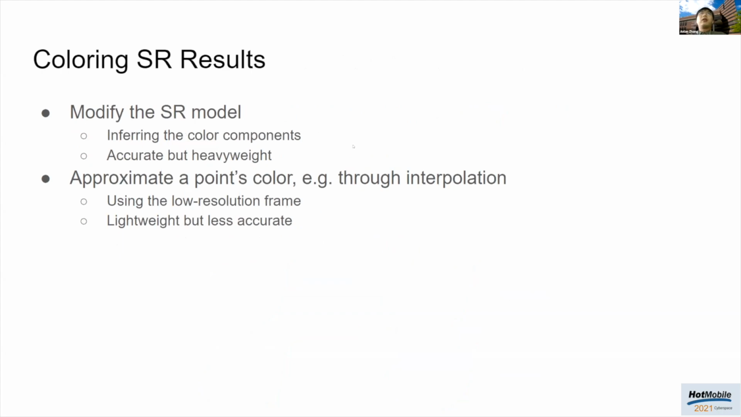The next aspect is coloring SR results in our system. We explore 2 approaches. The first one is modifying the SR model and letting the SR model infer a point position and the color at the same time. This approach is accurate, but also heavyweight because the model needs to infer more attributes of each point. The second approach is to approximate a point color through, for example, interpolation. And we can use the color information in the low resolution frame to help us. This method is lightweight, but less accurate than the first one.